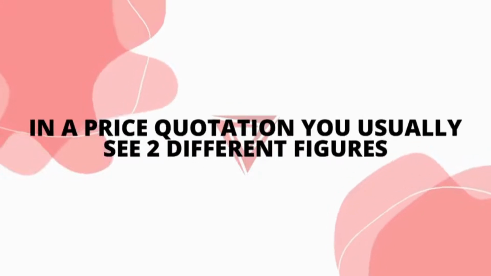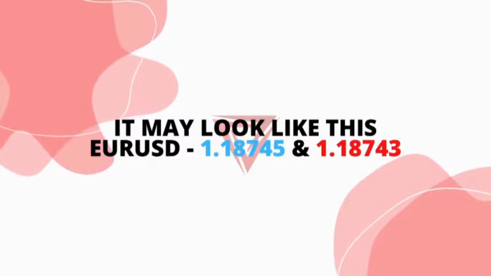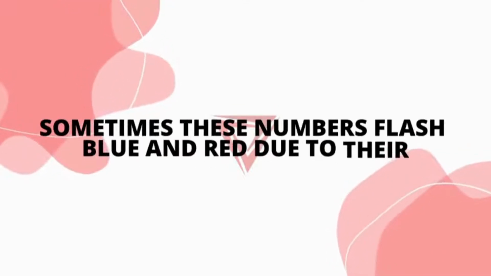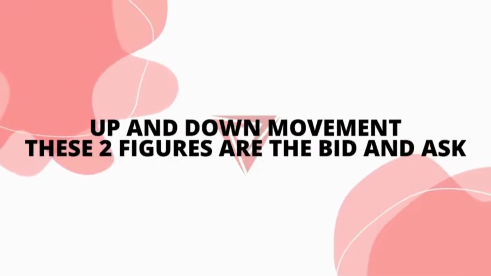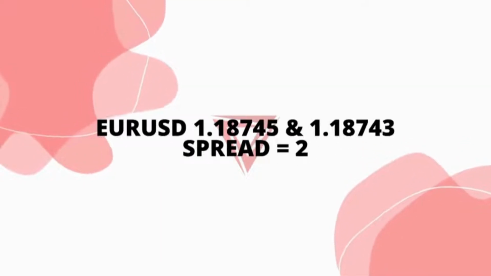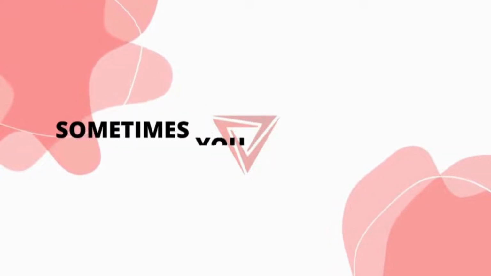In a price quotation, you usually see two different figures. It may look like this. Sometimes these numbers flash blue and red due to their up and down movement. These two figures are the bid and the ask. The difference between the bid and the ask is called the spread. Euro USD 1.18745 and 1.18743 has a spread of 2.